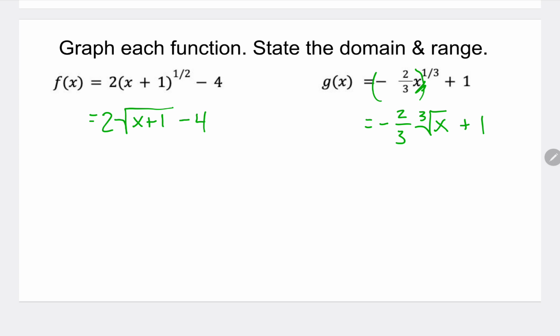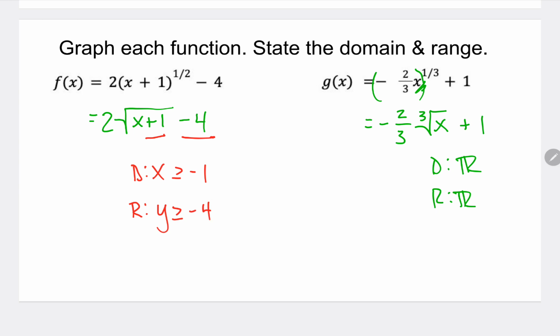And so then you would make your XY chart from here. Obviously, the domain and range here are all real numbers. But over here, we're moving left 1 and down 4. So our domain, everything is going to be greater than or equal to -1 because we moved left 1. We moved down 4, so everything in our y needs to be greater than or equal to -4.